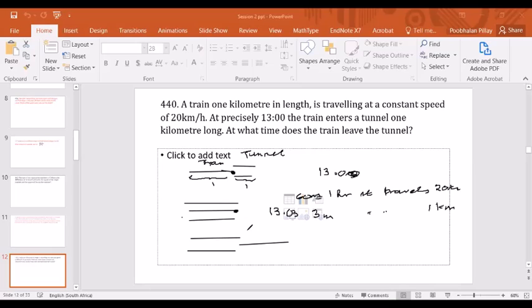And then now this nose comes completely out, and the train is completely out. Because I've got 1 kilometer here, it just leaves this thing, and the nose has now traveled another 1 kilometer, and that would have taken another 3 minutes. So this situation is at 1306. So that's the answer. At what time does the train leave the tunnel? The answer is 1306. Okay.